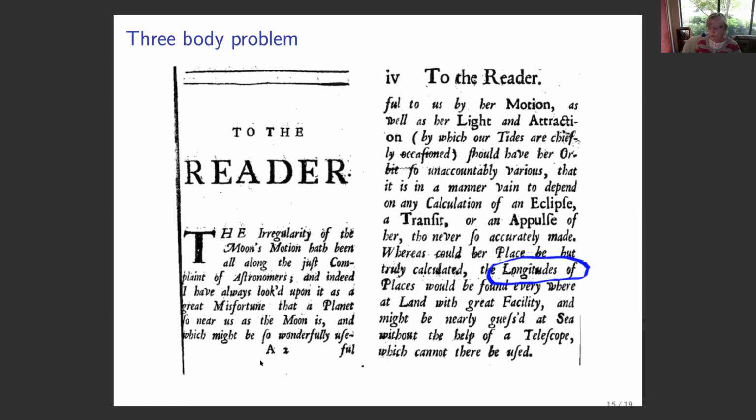Longitude. Whereas could the moon's place be but truly calculated, the longitudes of places would be found everywhere at land with great facility, and might be nearly guessed at sea without the help of a telescope, which cannot there be used. This was the problem that motivated much of 18th and 19th century European mathematics.